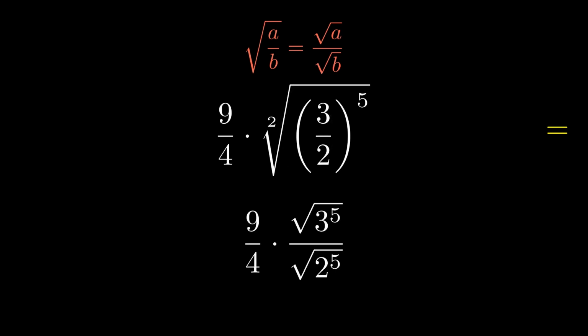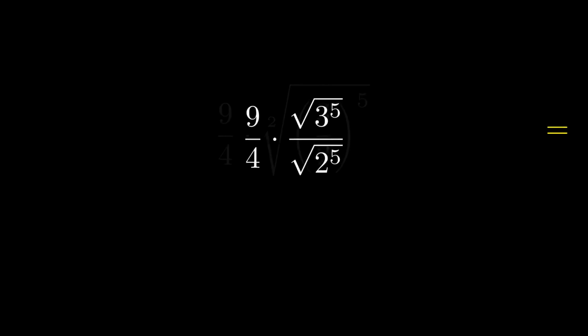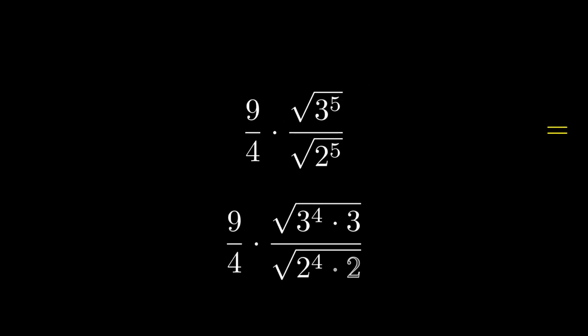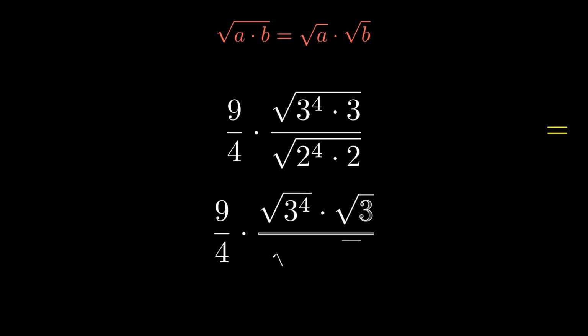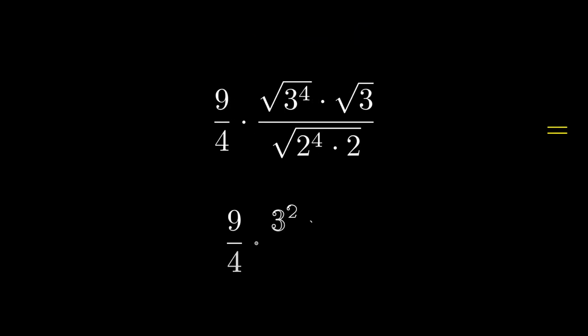3 to the power of 5 really means 3 multiplied by itself 5 times, and can thereby also be written as 3 to the power of 4 times 3. The same logic is used for the denominator to get 2 to the power of 4 times 2. The root in the numerator is separated into 2 roots, and we see that the root of 3 to the power of 4 is 3 to the power of 2.